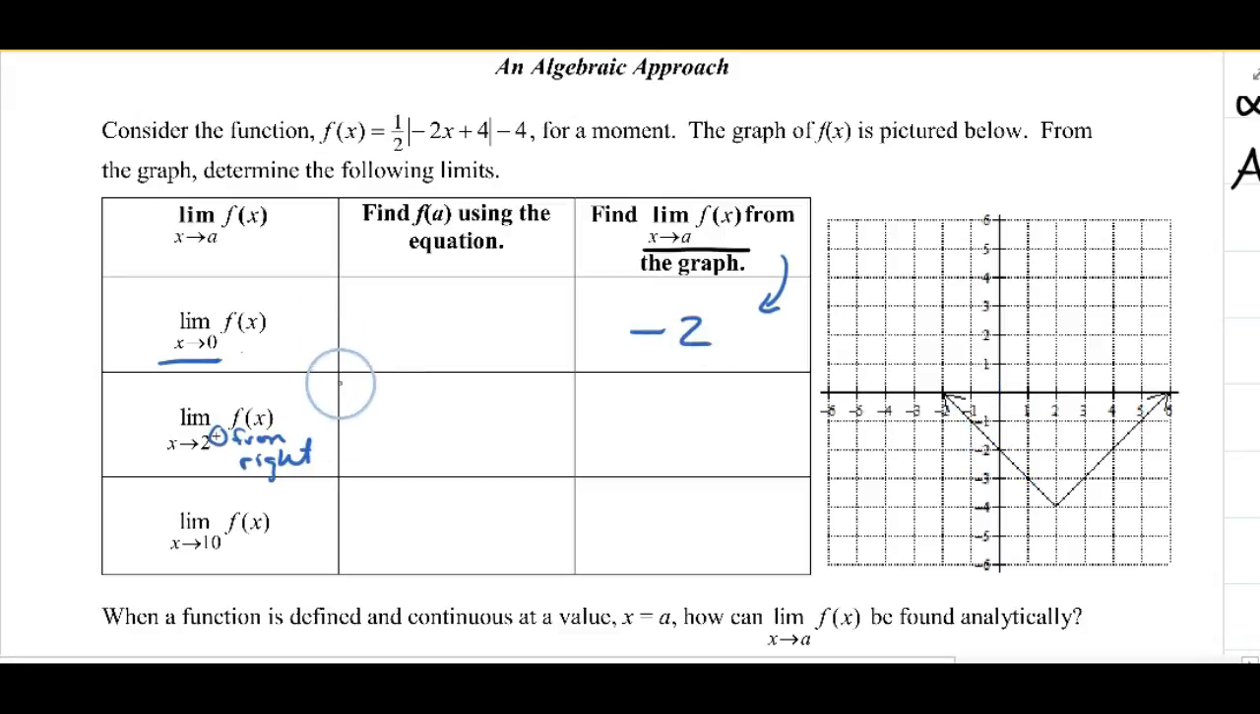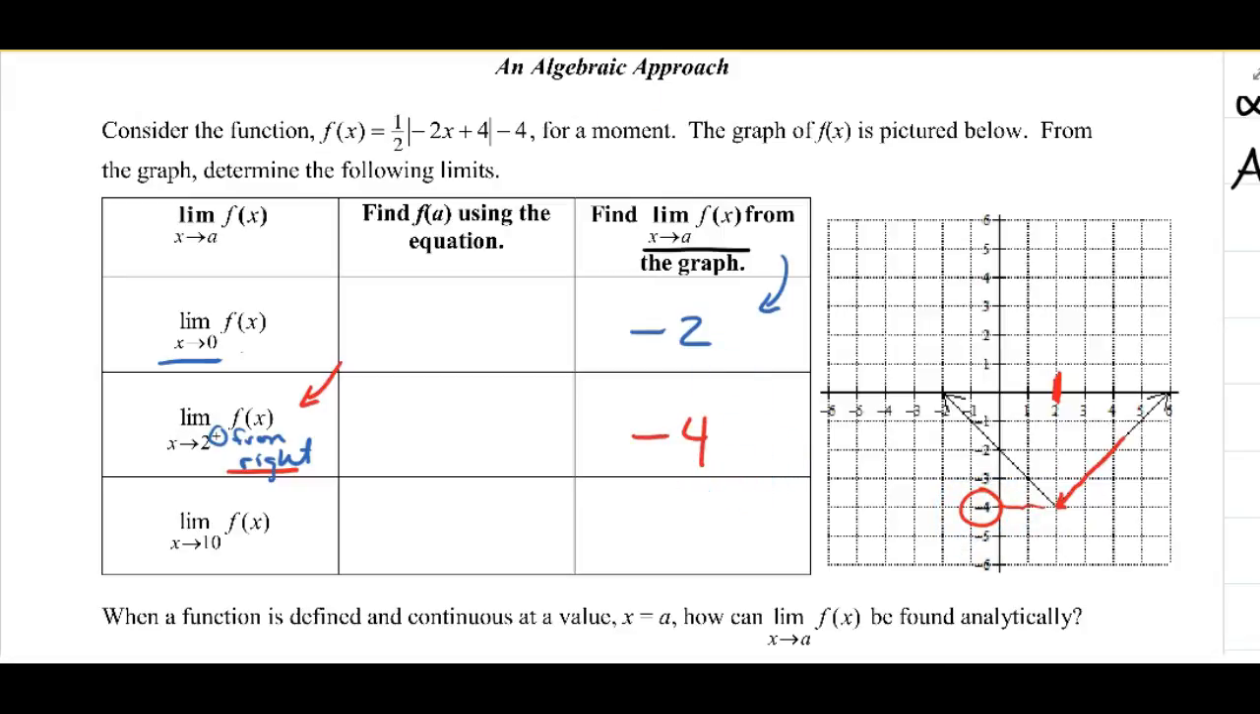Okay, we can do the same thing with this limit here. The limit as x approaches 2 from the right. So this is my x equals 2, and I can approach that from someplace on the right-hand side. And as I get close to x equals 2, I approach a y value of -4. So as x approaches 2 from the right, the y value that I get close to is -4.